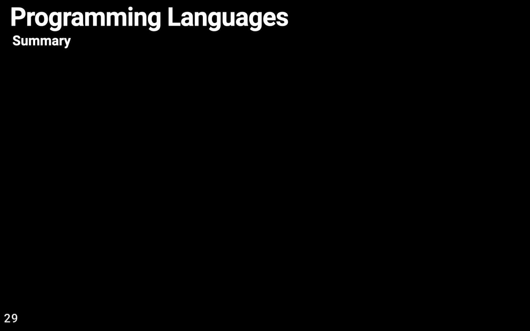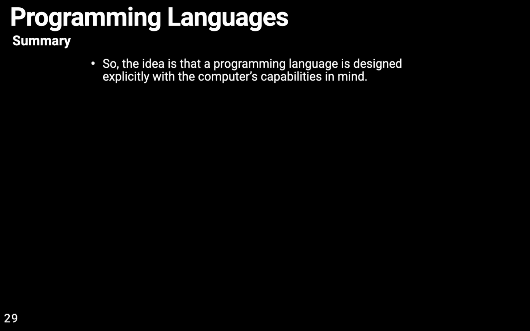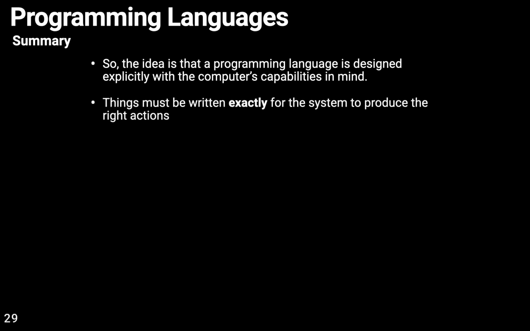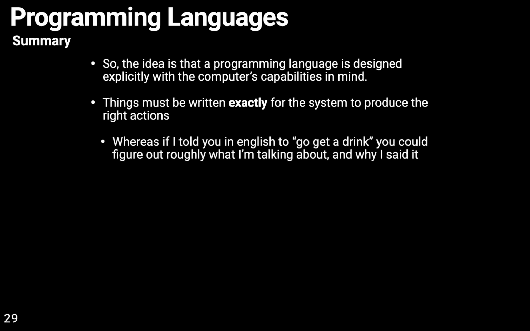So the idea is that a programming language is designed explicitly with the computer's capabilities in mind. Things have to be written exactly for the system to produce the right actions. So, for example, if I told you in English, go get a drink, you could kind of figure out all the parameters of that, right? What I'm talking about, why I said it, what you should probably do. You might not even go get a drink. You just take a break. Everybody, take a break, get a drink.